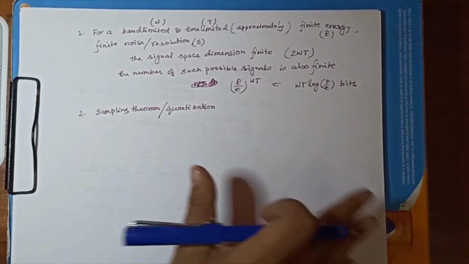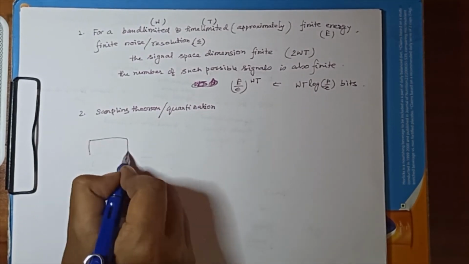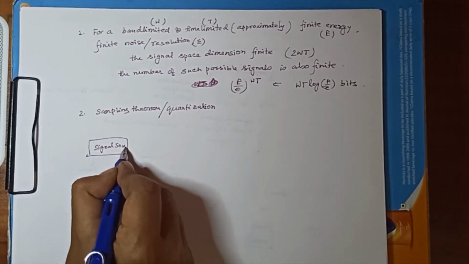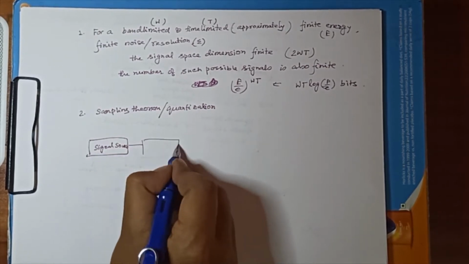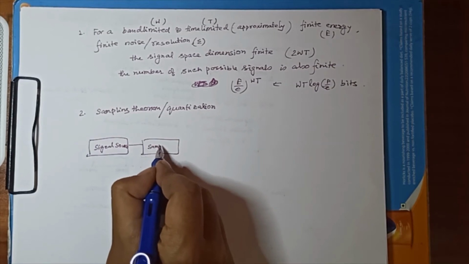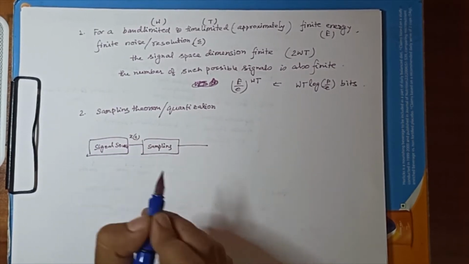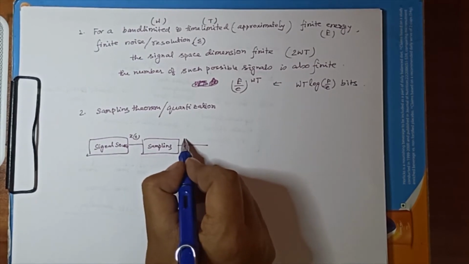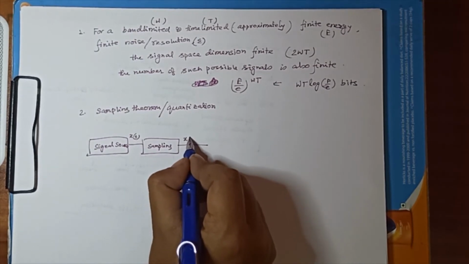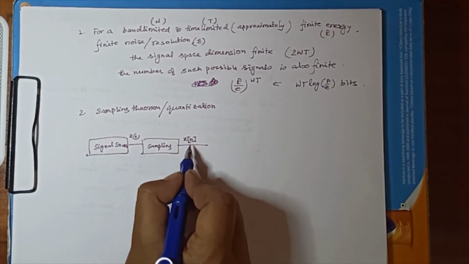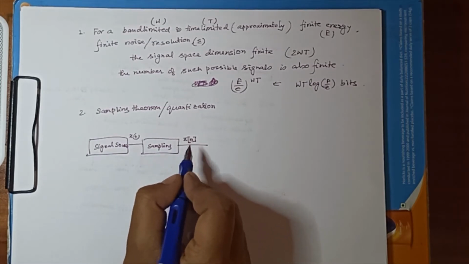So in the block diagram, the original signal source is assumed to be analog, but then what are we doing? We are doing sampling. Sampling makes it a discrete time signal. So you had x(t), you are making it some x[n], where n is an integer. So you are changing the index, and it becomes a discrete time signal.